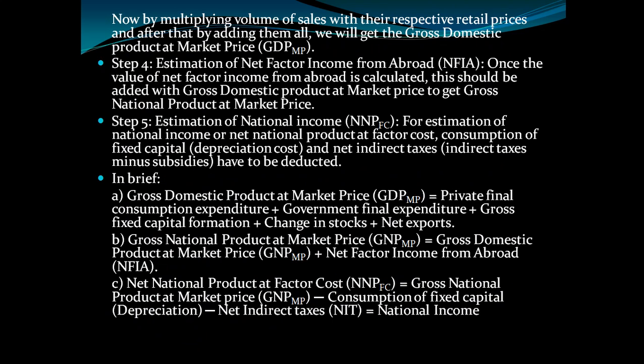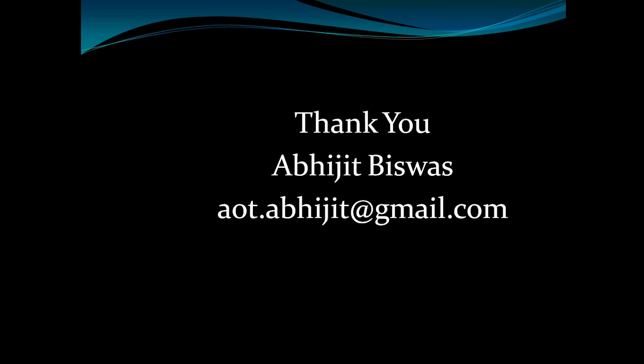Now, what is the GNP at market price? That is the GDP at market price plus net factor income from abroad. Then, what is the net national product at factor cost? That is the GNP at market price, the previous one, minus consumption of fixed capital, that is depreciation, minus net indirect taxes, which we can also call national income. So thank you. This is the end of national income.